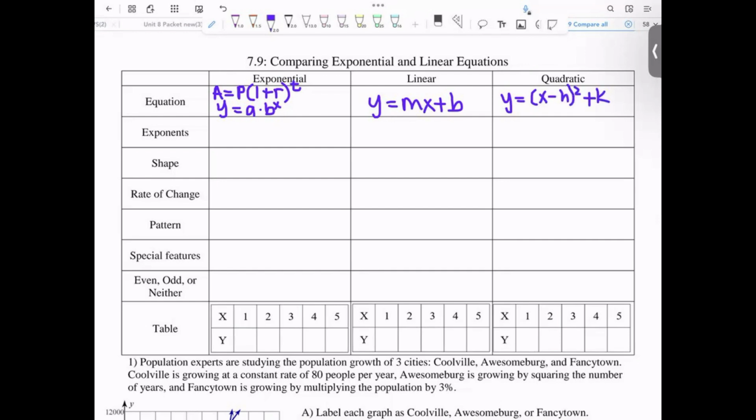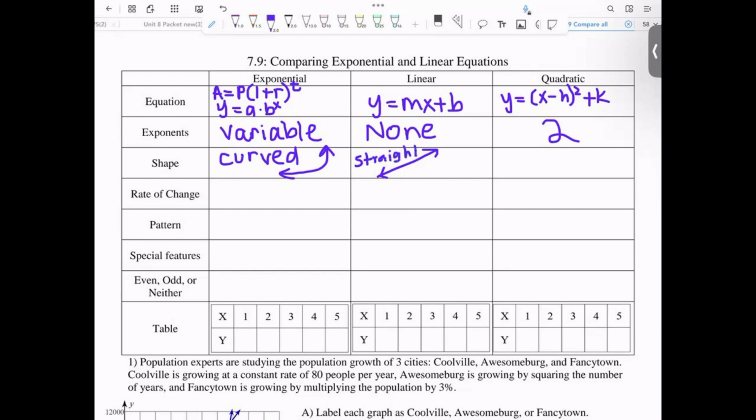All right, so with exponents, for exponential, our exponent will be a variable, x or t. For linear, we will have no exponents. And for quadratic, our exponent will always be a 2. Okay, the shape of our graph: exponential is going to be curved. Linear will be a straight line. And quadratics will be a parabola.